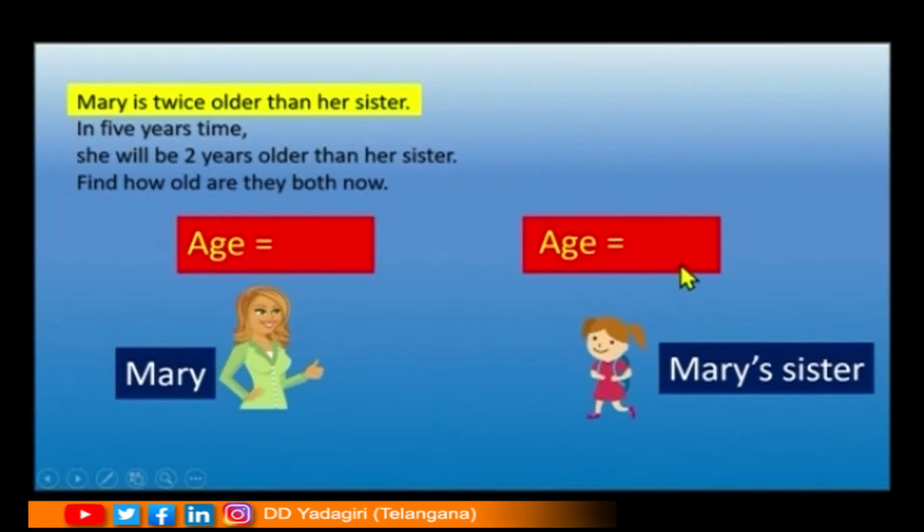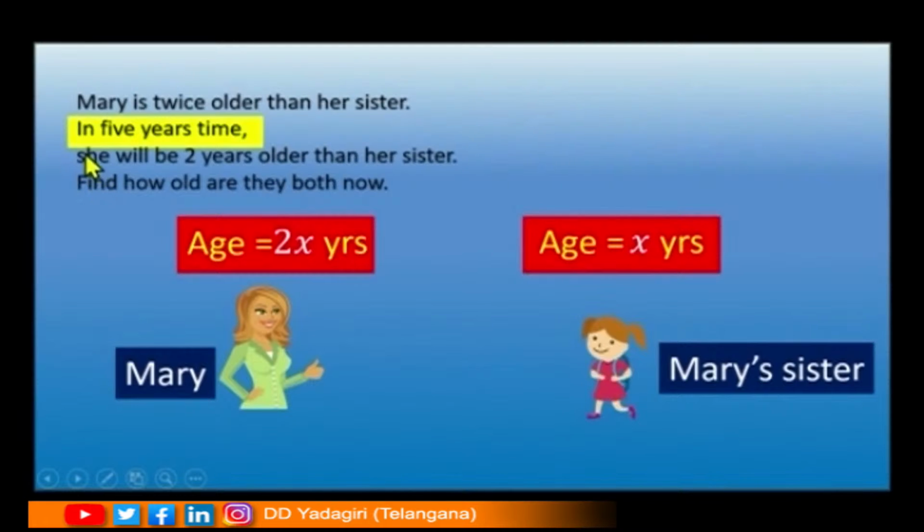Suppose Mary's sister's age is 3 years, then Mary's age should be 6 years, double 3. But actually both girls' ages were not mentioned in the question. So, we assume the age of Mary's sister to be x years, then Mary's age will be double her sister's, and it will become 2x years.